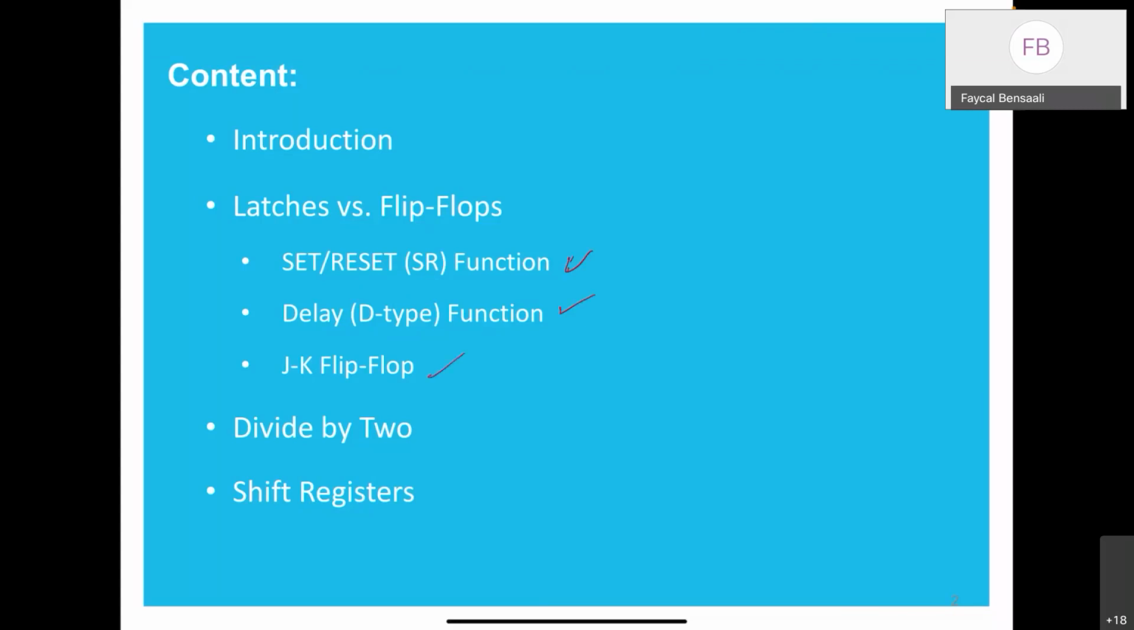The JK function is only found in flip-flops. This is why I put JK flip-flop. We'll talk about this in more detail. We'll talk about all the different types of latches and flip-flops. And then, with those last two points, we will show you how to use them, for example, to build simple circuits. Of course, we will do more, but those are just some examples. We will finish with them to show how we can use these components.